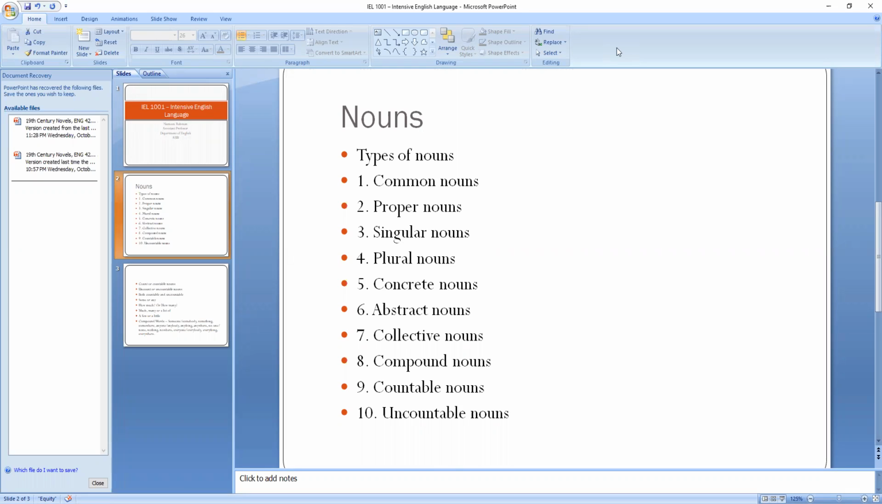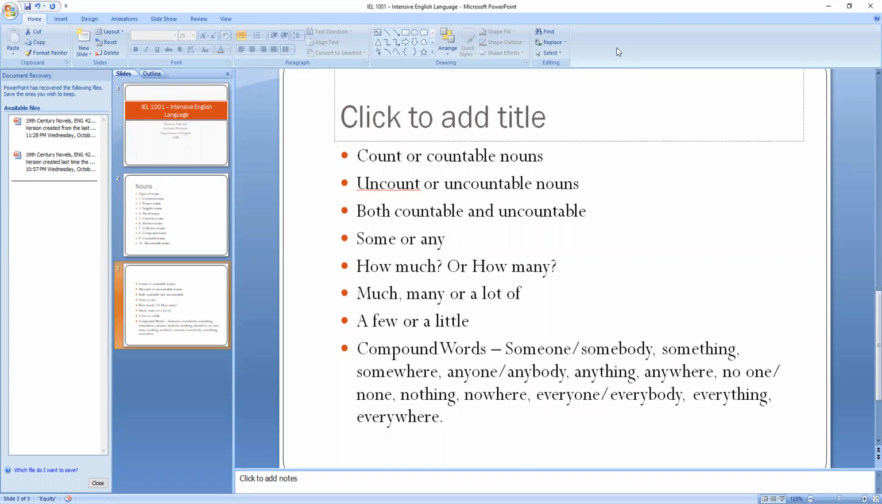Common nouns, proper nouns, singular nouns, plural nouns, concrete nouns, abstract nouns, collective nouns, compound nouns, countable nouns, and uncountable nouns. Today our topic is countable and uncountable nouns. Countable nouns can be called count nouns as well. We can say count or countable, same thing. But what are these nouns?